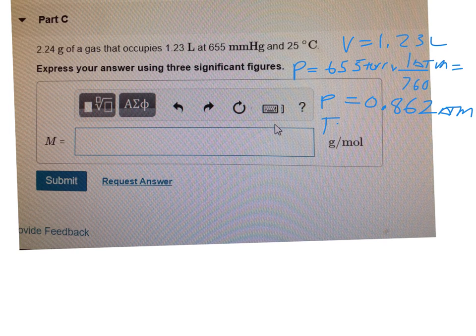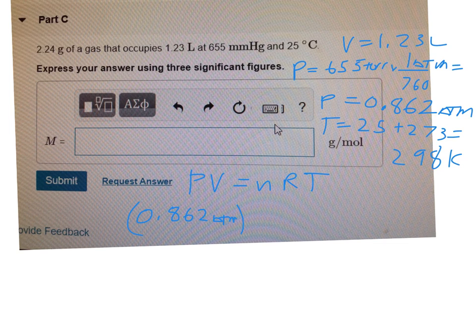Oh, and our temperature, why do they keep giving us Celsius when they know we're just going to go ahead and convert to Kelvin? So we're going to plug into PV = nRT with a pressure of 0.862 atm times a volume of 1.23 liters times 0.0821 times a temperature of 298.